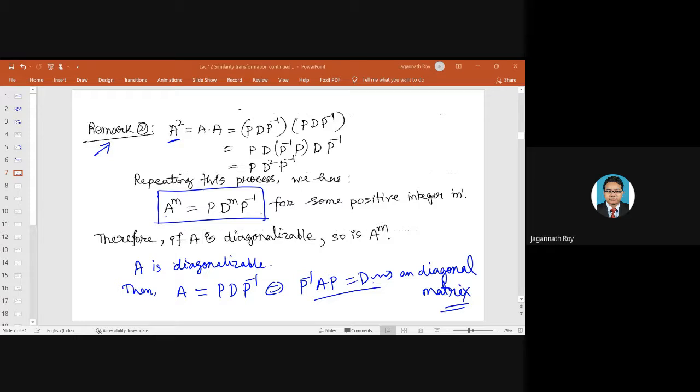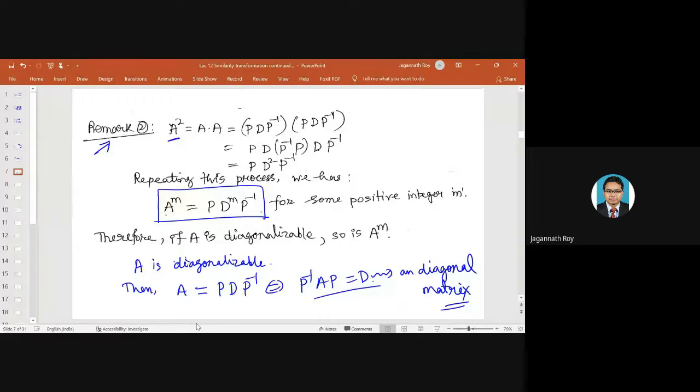Okay, so let us continue again. If A is diagonalizable, then it has this property. So if we know this diagonal matrix, and if we know P and P inverse, we don't have to calculate A square, A cube, and then A to the power 4, for example A to the power 100 or 1000, or 10,000 or 1 lakh. We don't have to compute every time.